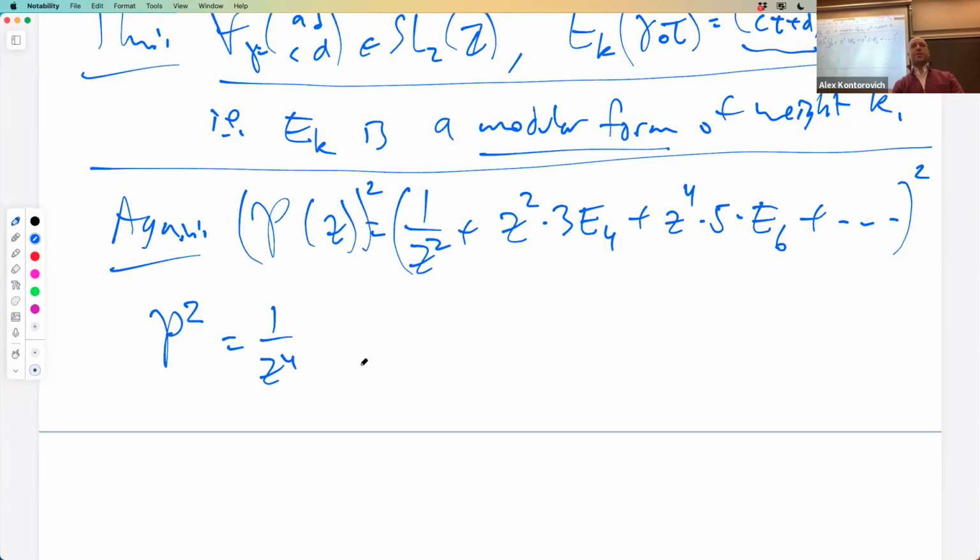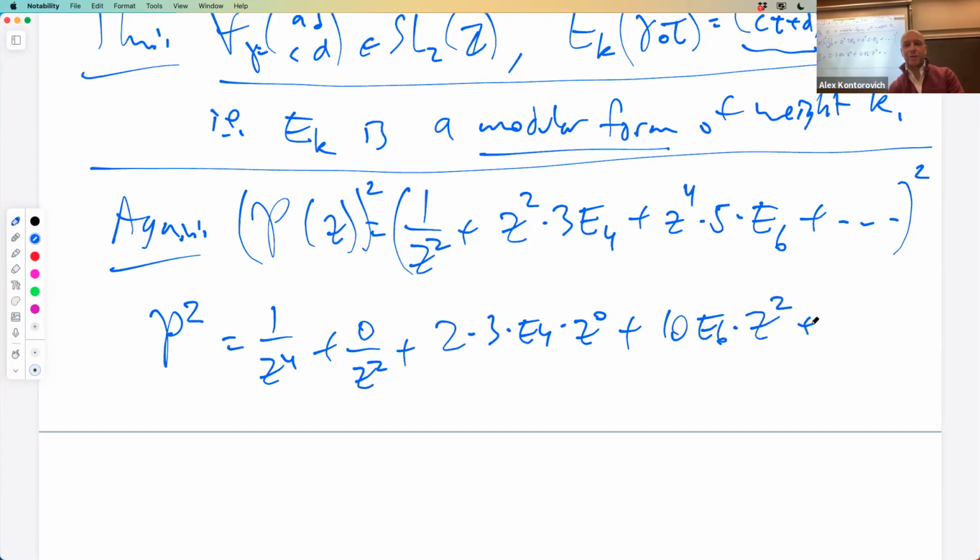Will I get a z to the 0 term? So let me write 0 over z squared. Where's my z to the 0 term? It's going to be this thing times that thing, and it's going to happen twice. So that's 2 times 3 times e4 times z to the 0. Okay, let's do one more. How about a z squared? I think when I square this, I get a z to the fourth. So the only way I can get a z squared is by multiplying these two together. So that's a 10e6 z squared, and then higher order terms.